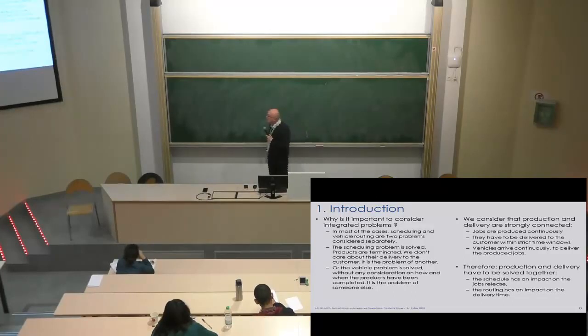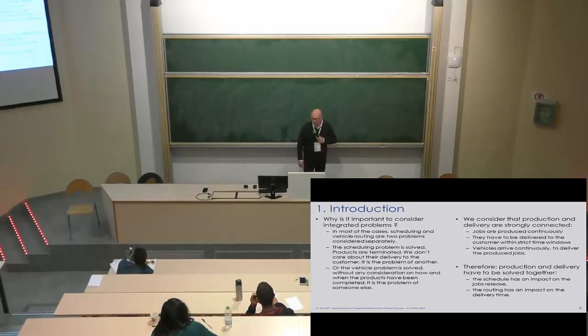The schedule has an impact on the job's release, and the routing has an impact on the delivery time and on the date the vehicle comes back to the production center to deliver again new jobs. So the two problems are connected in this case.